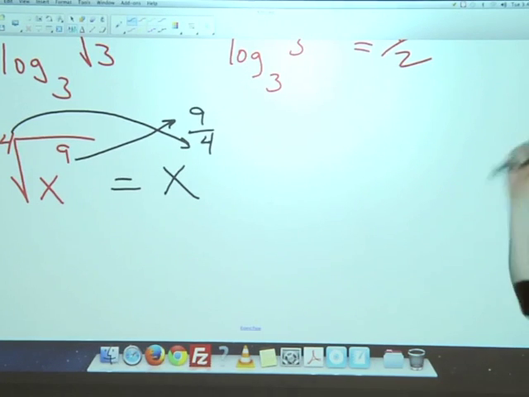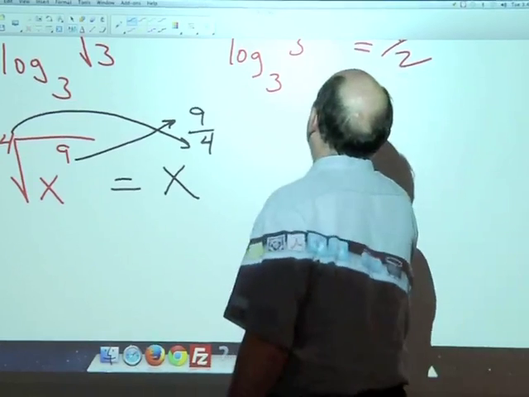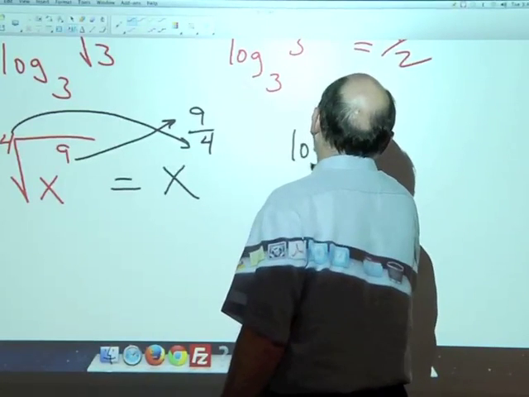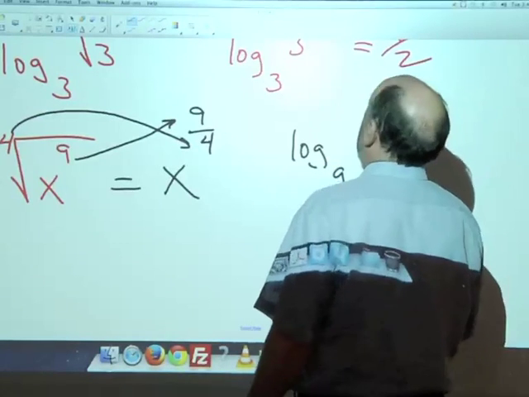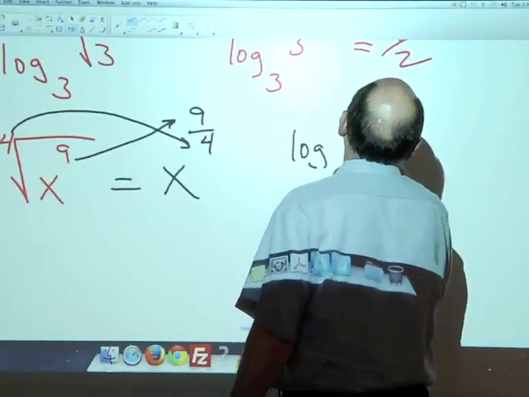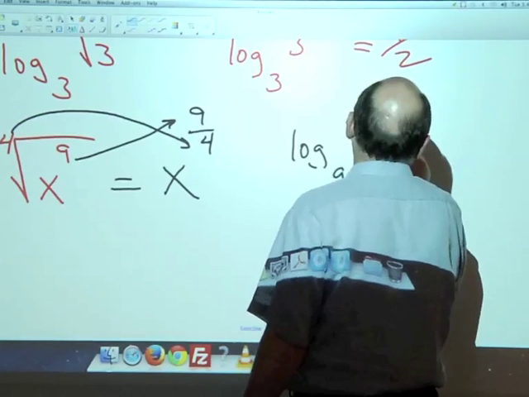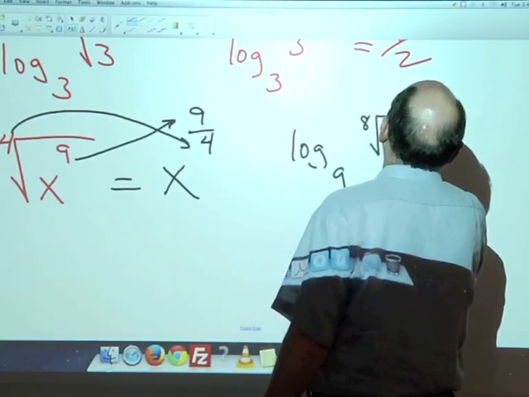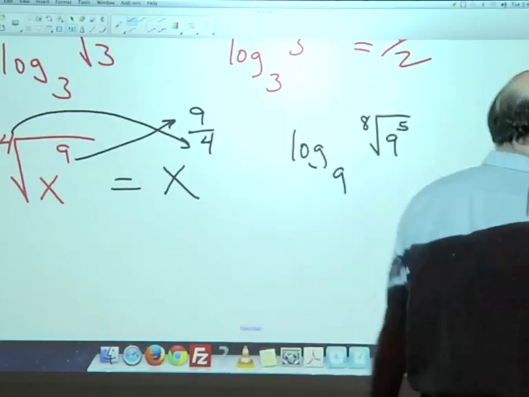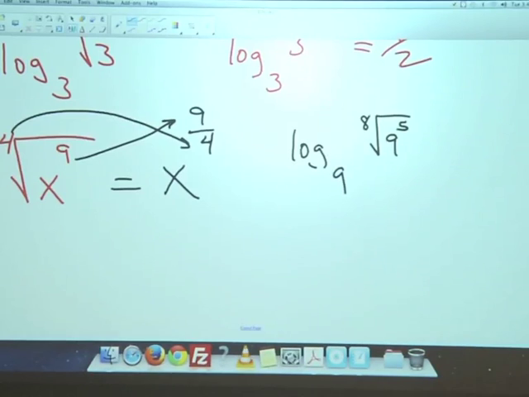So for example, now, if I have one like this, what is the log base 9 of the 8th root of 9 to the 5th? Well, I can first rewrite it and get rid of the radical. Okay? And once I get that, then it's easy. And we end up with what? 5/8.